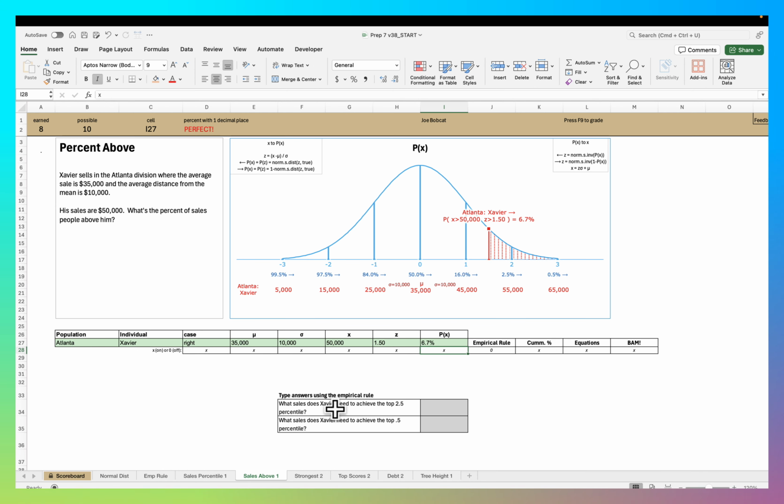All right, now we'll go back to the empirical rule. So that was our precise one, but now let's just try to get more of a feel for the numbers, which is what the empirical rule allows us to do. What sales does Xavier need to achieve the top 2.5 percentile? So 2.5 and above comes at 2 standard deviations or more above the mean, which is 55,000.